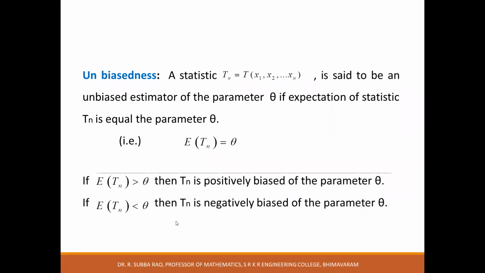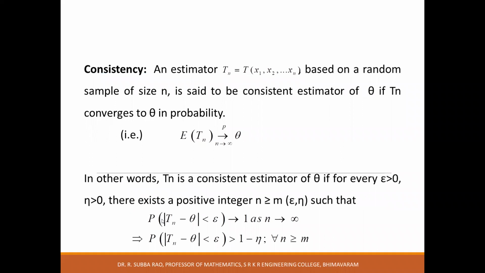So positively biased, negatively biased. If expectation of T is greater than theta, it is positive, and if expectation of T is less than theta, it is negatively biased. Next I will go for the consistency. Generally speaking, consistency means convergence in probability.